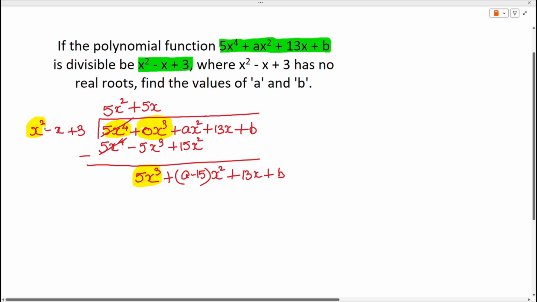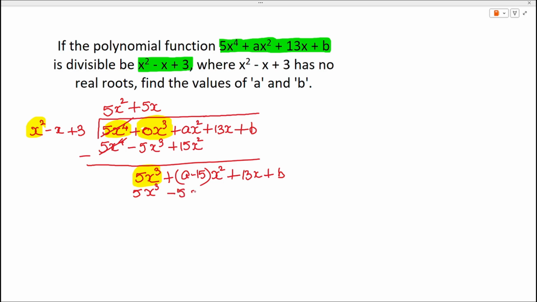So 5x multiplied by x squared gives us 5x cubed. 5x multiplied by negative x gives us negative 5x squared. And 5x multiplied by 3 gives us 15x. And we are again going to subtract the two. So 5x cubed minus 5x cubed just gets cancelled out. Minus 15 subtract negative 5 gives us minus 15 plus 5.